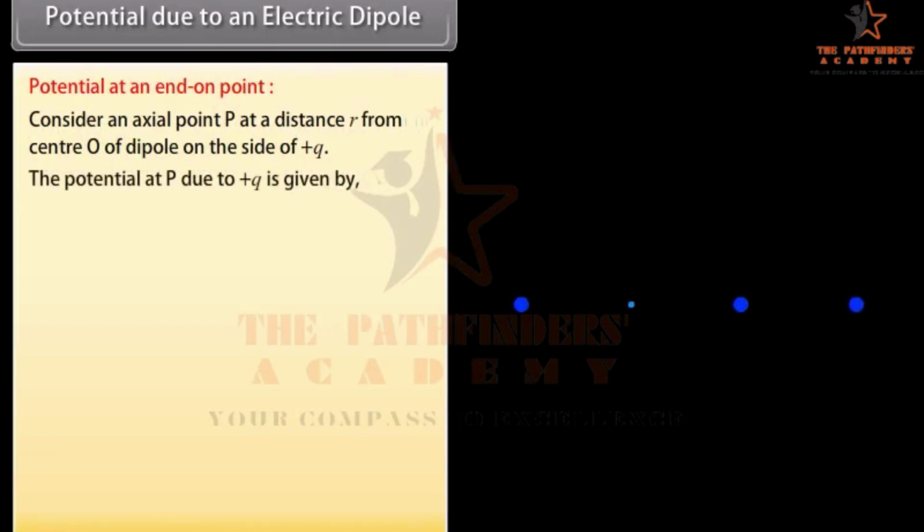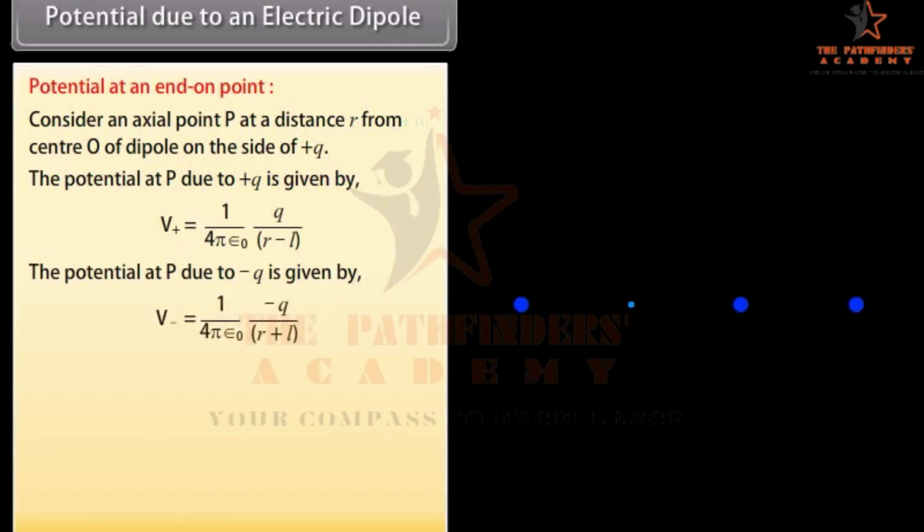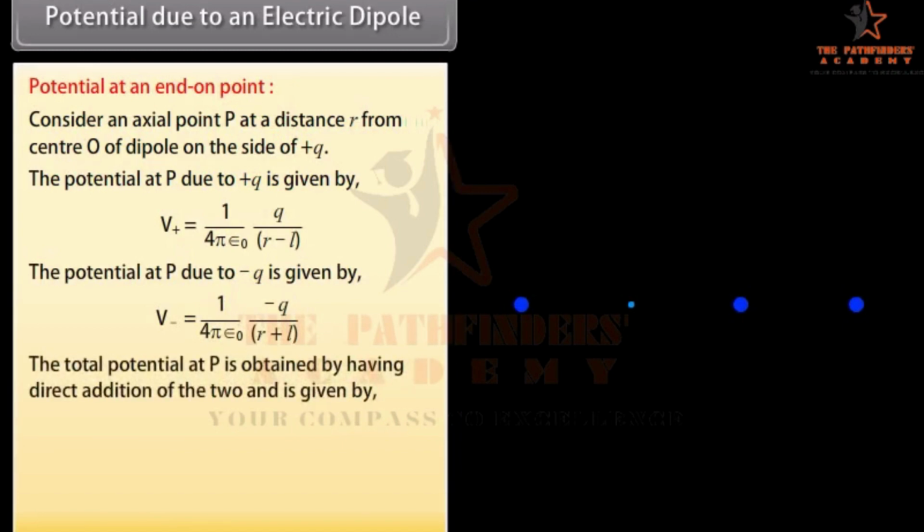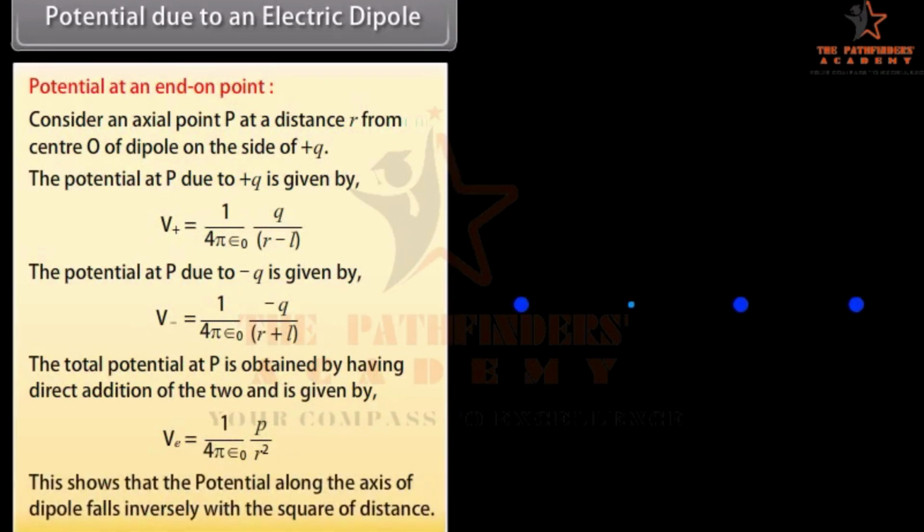The potential at P due to +q is given by V positive equals 1 upon 4 pi epsilon naught multiplied by q upon (r minus l). The potential at P due to minus q is given by V negative is equal to 1 upon 4 pi epsilon naught multiplied by minus q upon (r plus l). The total potential at P is obtained by direct addition of the two and is given by V_E equal to 1 upon 4 pi epsilon naught multiplied by p upon r square. This shows that the potential along the axis of a dipole falls inversely with the square of distance.